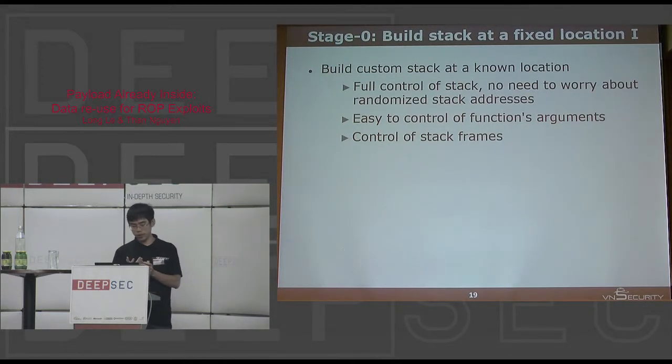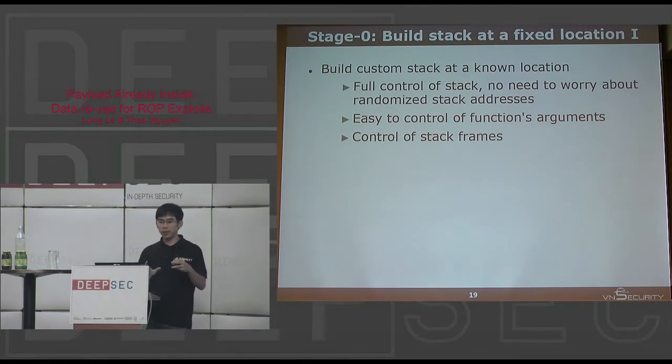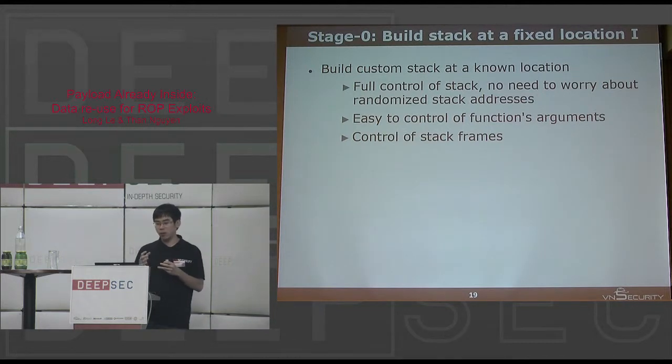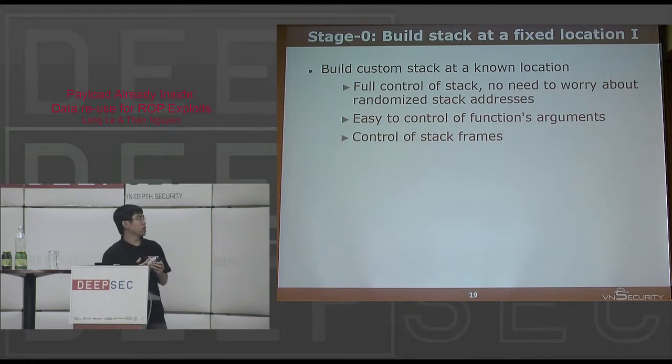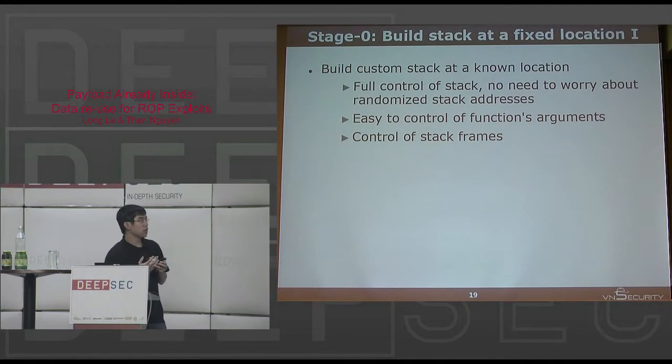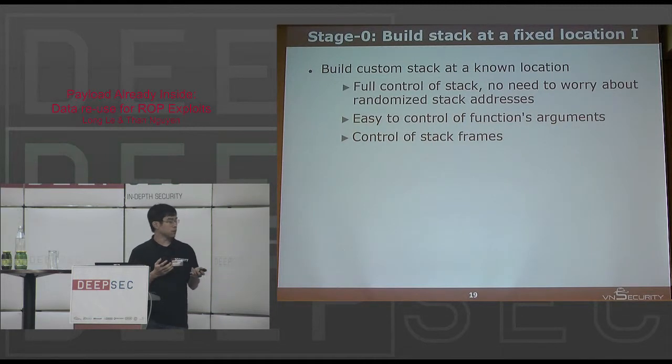For the stage0, the first thing we are trying to do is build a new stack at a known location. This way, you can have full control of the stack. You don't need to worry about the randomized stack address any longer once you switch to the new stack. It's easy to control the function arguments on the new stack for the chained return-to-libc or ROP shellcode, and you can also control the stack frame.